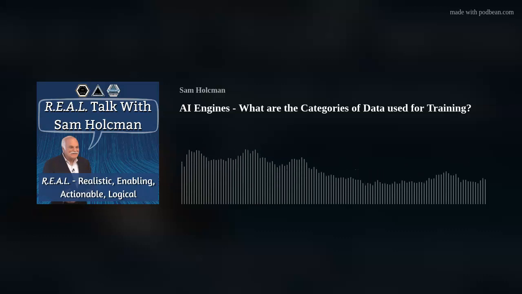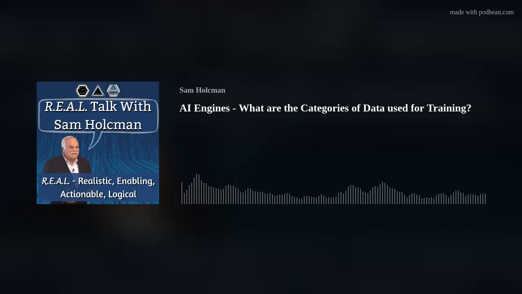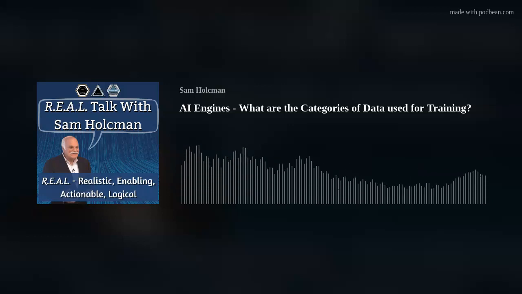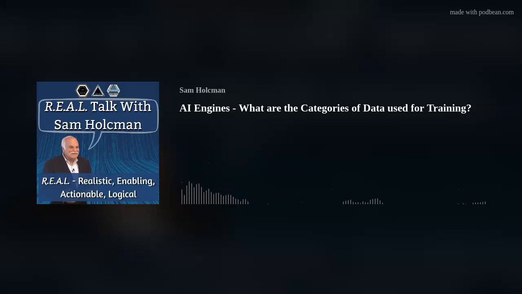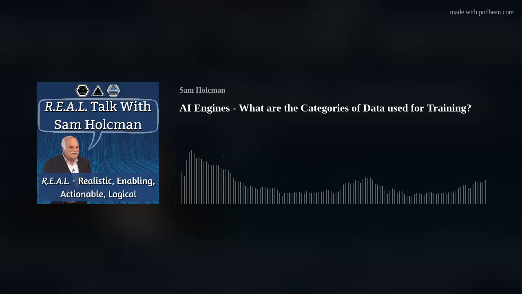Welcome to this edition of Real Talk. This is Sam Holcman, and today's topic is the 4 classes of data that artificial intelligence engines are possibly using to train those engines. We're going to briefly go through those 4 classifications, and I've just named them to make them a little bit easier to understand, and then we'll go into a little bit of detail on each one of these.